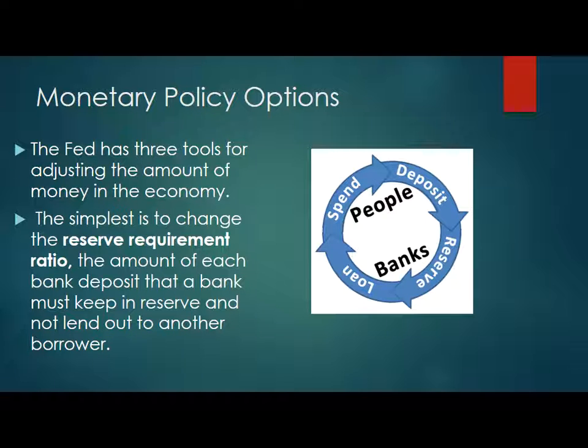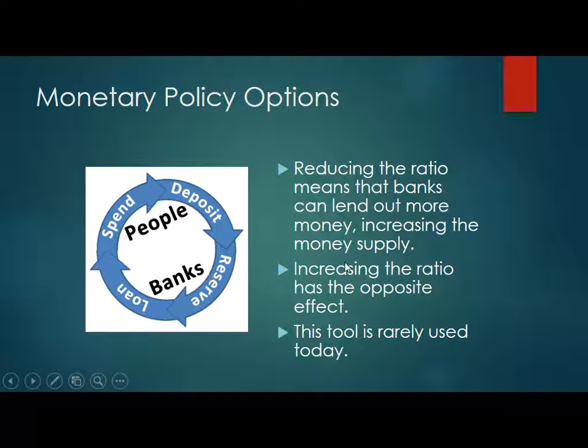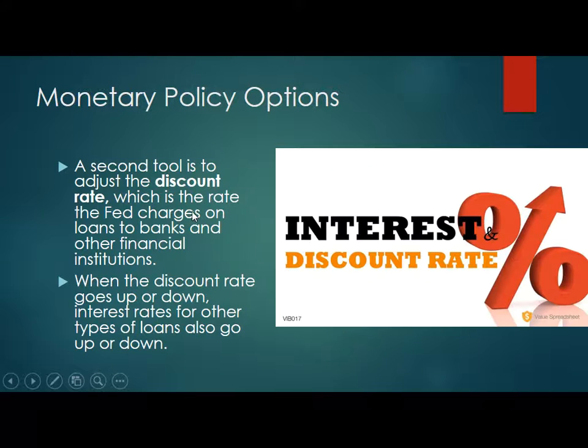The simplest is to change the reserve requirement ratio. That's the amount of each bank deposit that a bank must keep in reserve and not lend out to another borrower. Reducing the ratio means that banks can lend out more money, increasing the money supply. Increasing the ratio has the opposite effect. It would decrease the money supply because banks have to hold on to more of the cash. This tool is rarely used today.